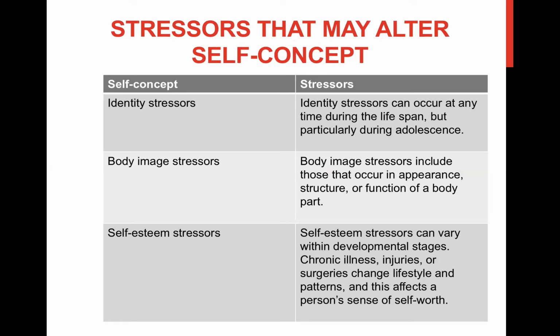Things that may alter self-concept: identity stressors. These are stressors that occur at any time during the lifespan, but particularly during adolescence when they're trying to find themselves. So you have that identity, self-concept stress to get over. Body image, your appearance, structure, or function of a body part, can be a stressor for people. And self-esteem structures can vary with developmental age. So chronic illnesses, injuries, surgeries, and changes in lifestyle patterns all affect a person's sense of self-worth and self-esteem.